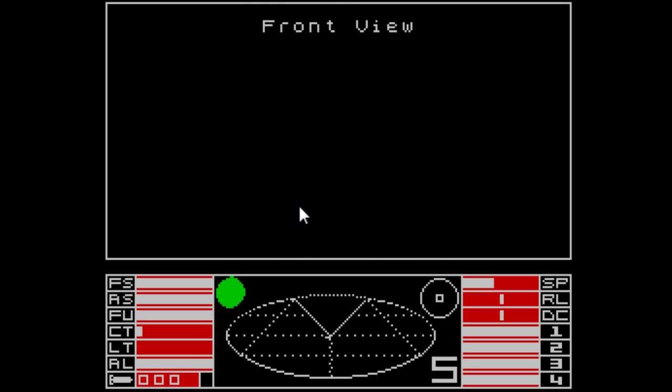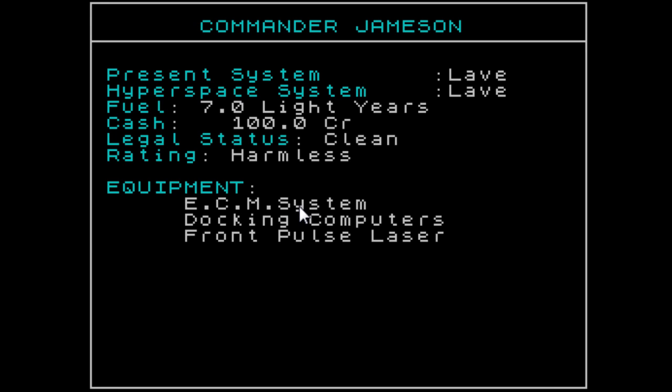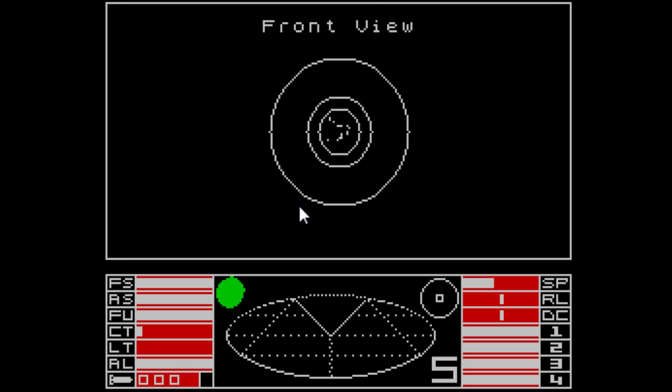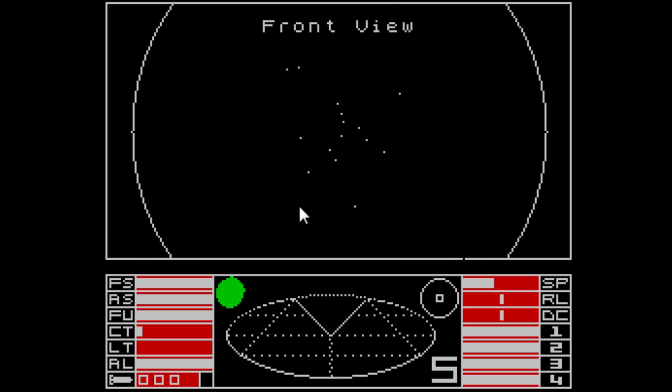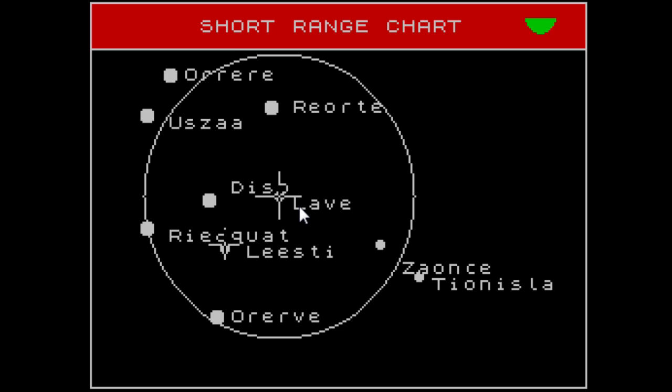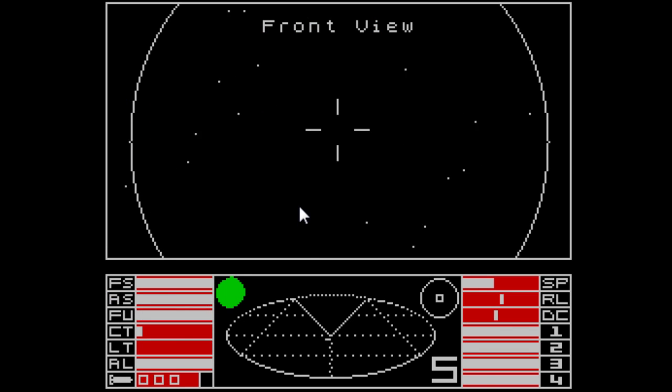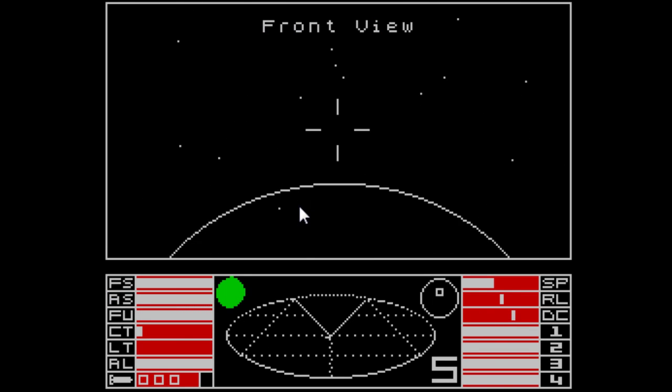So it's one of the first purchases you make, no matter what you're doing. It's one of the first purchases you'll make, the docking computer. It's just so you have some way of being able to land without actually killing yourself.